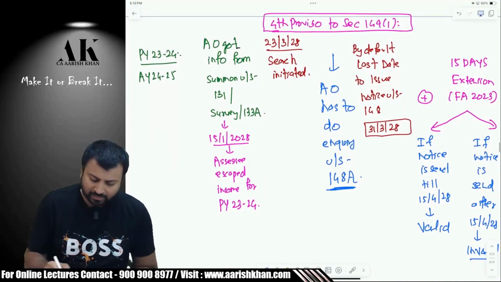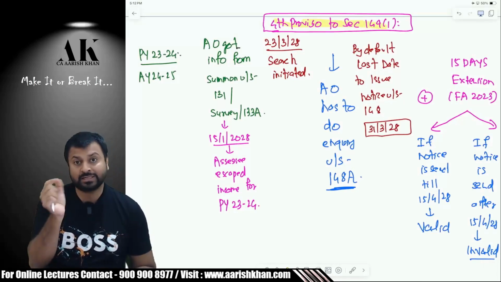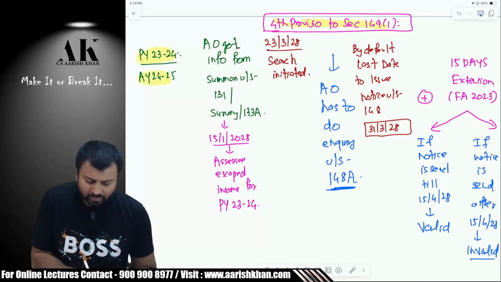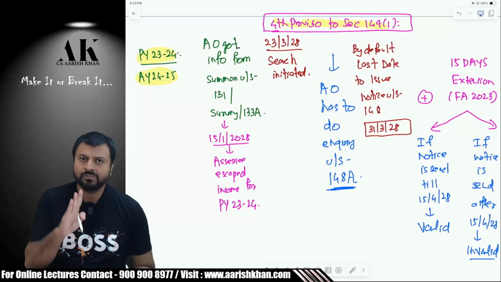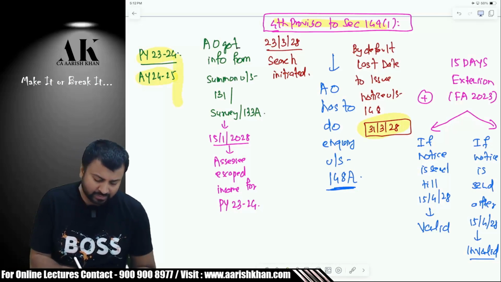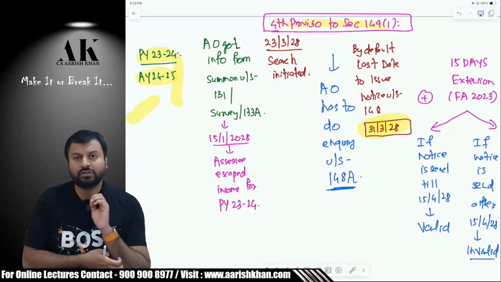Okay. Now, what is the fourth proviso to section 149? It is also similar but slightly different. Let me explain you with the help of an example once again. Previous year 23-24 is going on. Assessment year 24-25 is going on. What is the time limit to issue notice? It is 3 years from the end of the relevant assessment year. So the relevant assessment year is 24-25. So 3 years from the end of the year will come to 31st March 2028.